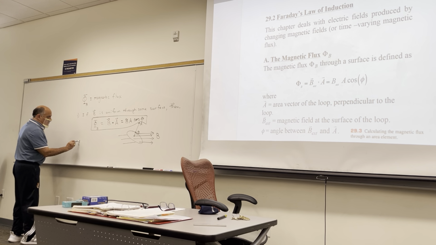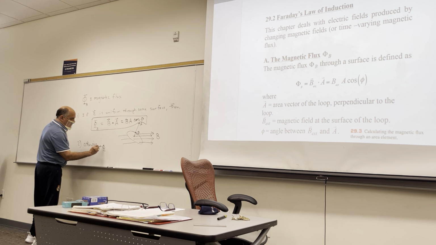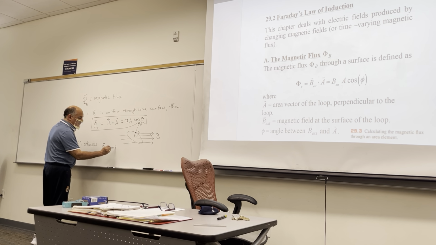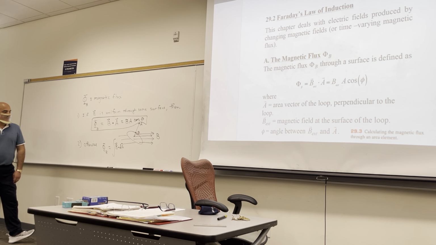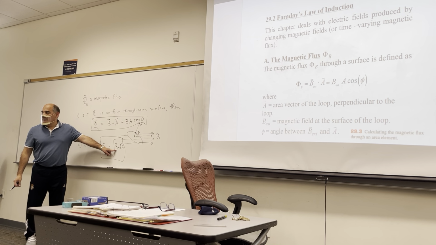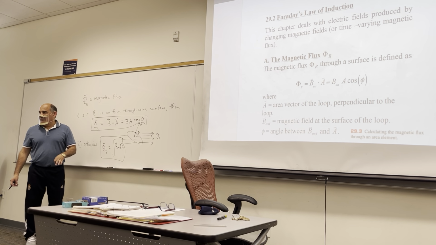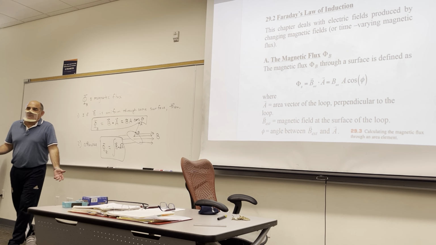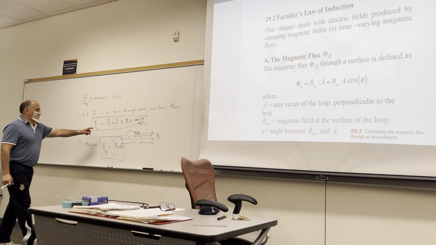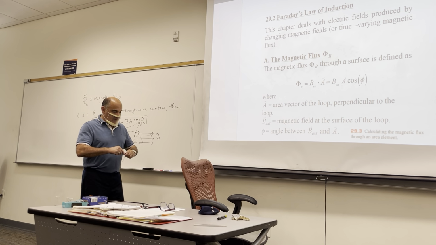So if B is not uniform, the magnetic flux would be given by, you have to take an infinitesimal area dA dotted with the magnetic field, and then do the integral over the area. Notice that if the magnetic field is uniform, you can put it outside the integrand, and then it would be B dotted with the integral of the area, but the integral of the area is just the area. Right? So this is really a special case, and this is a more general case of magnetic flux.